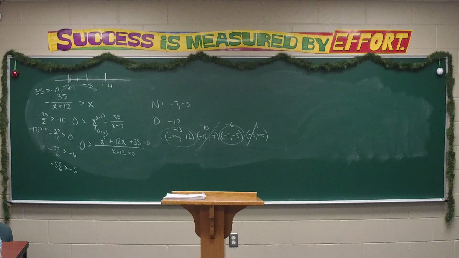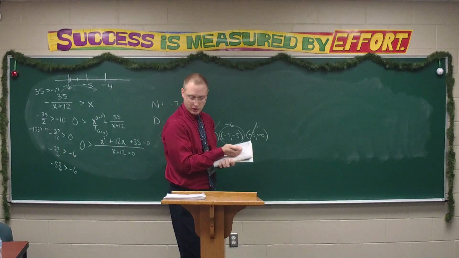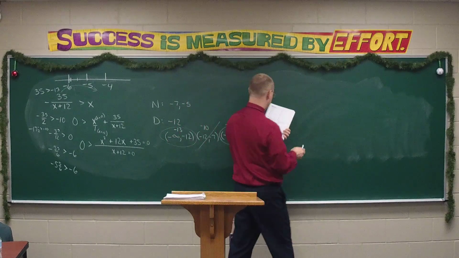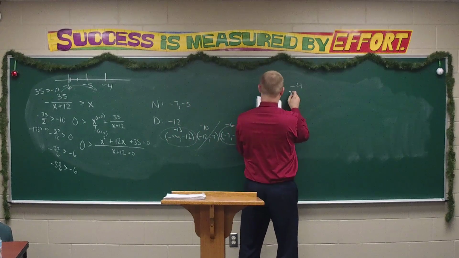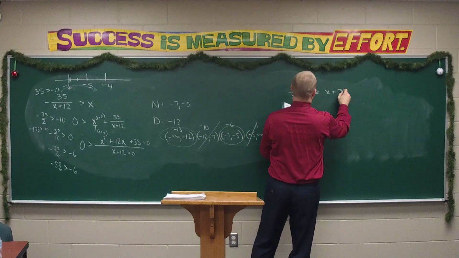Make sure it's finished on your paper as well. Questions? Let's do number 13 as well together, and then I'll have you try a couple of these on your own. Numero 13. The -4 over x plus 6 is greater than or equal to x plus 2.